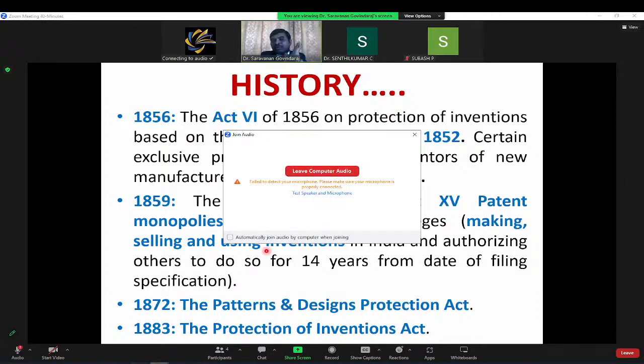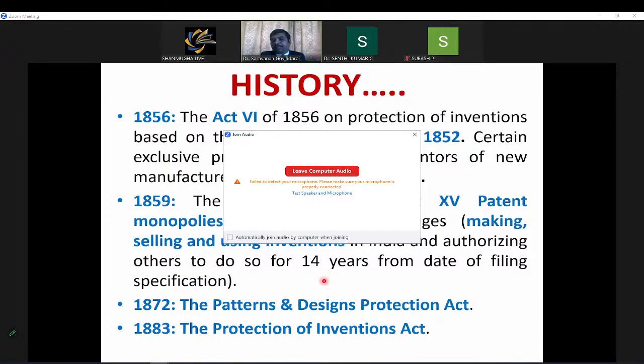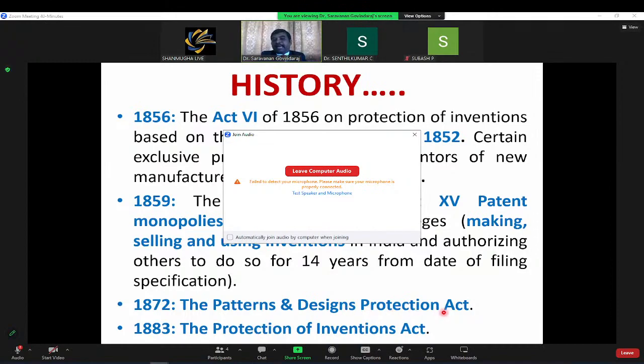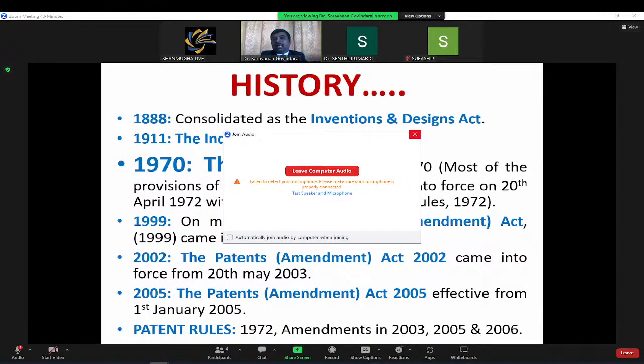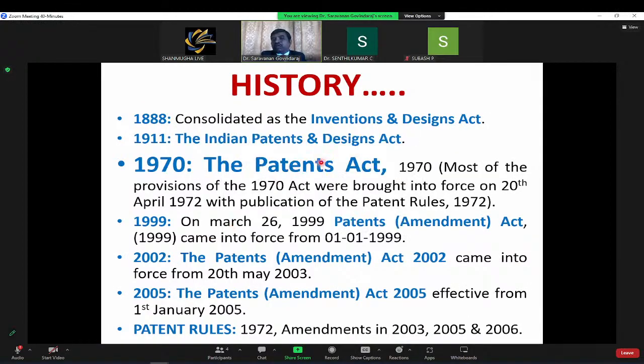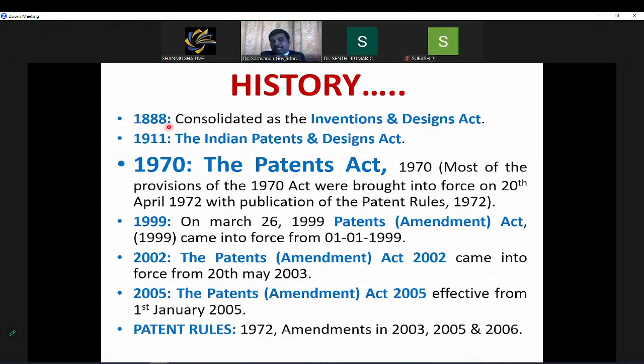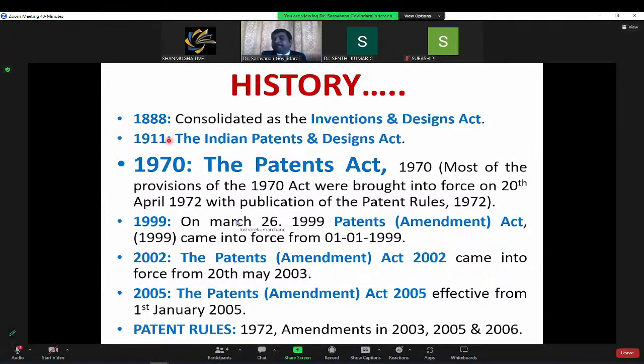And they can use their invention for a period of 14 years. Then the Patent and Design Protection Act came into force in the year 1872. Then the Protection of Inventions Act was introduced in the year 1883. And finally, all these were consolidated as the Patents and Designs Act in the year 1888. And the Indian Patents and Designs Act was established in the year 1911.